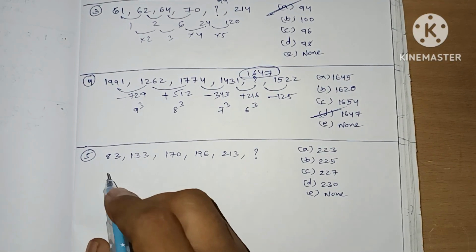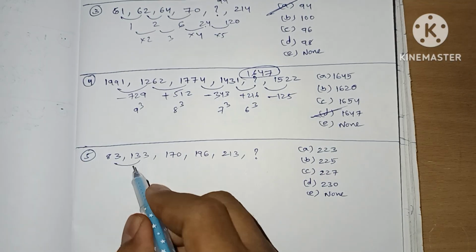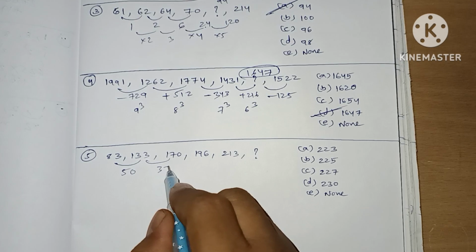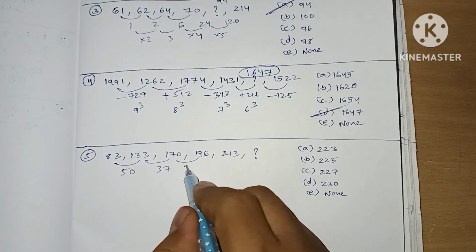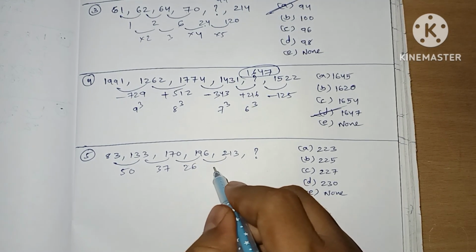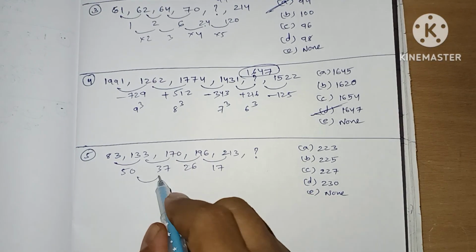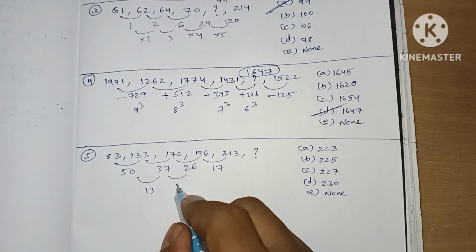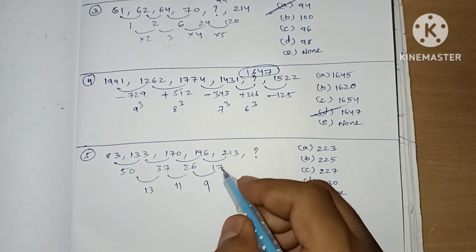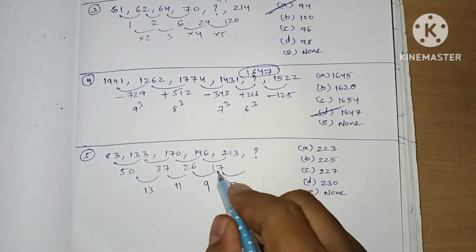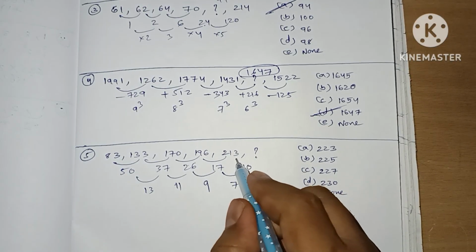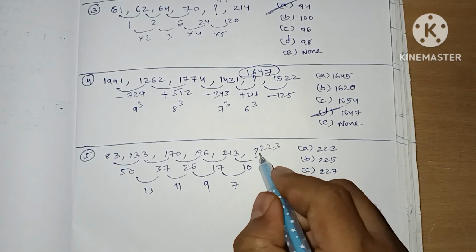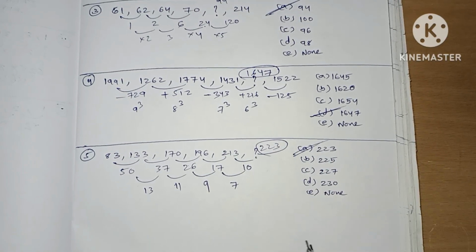Next question. Here the difference between these two is 50. Here the difference between these two is 37. Here we have 26. Here we have 17. Let's see further differences. Double difference. Here it is 13. Here the difference is 11. Here the difference is 9. So here the difference must be 7. So the difference between these two is 10. Here it will be 213 plus 10 will be 223. So our answer will be 223, option A.